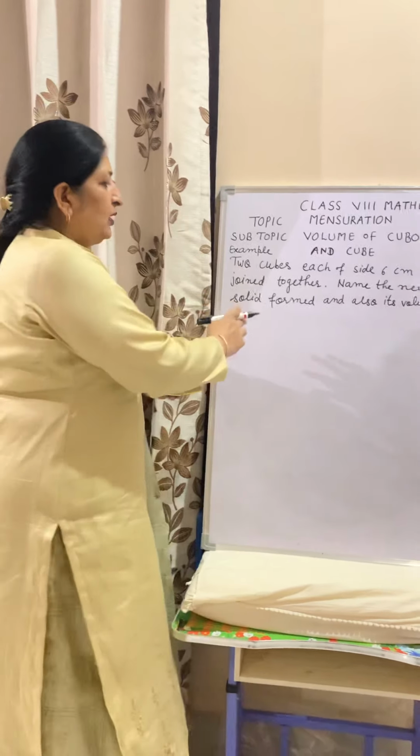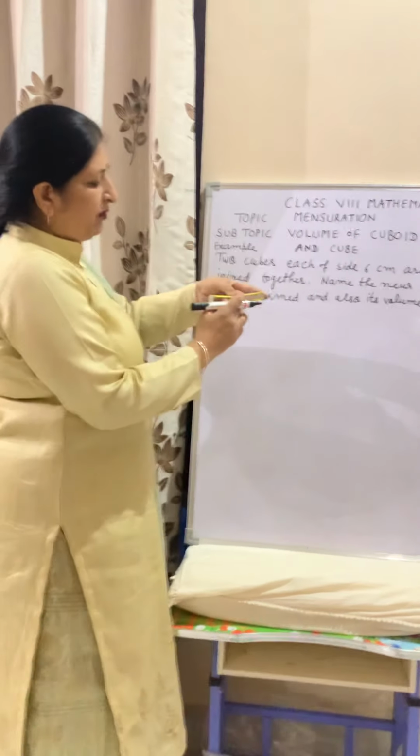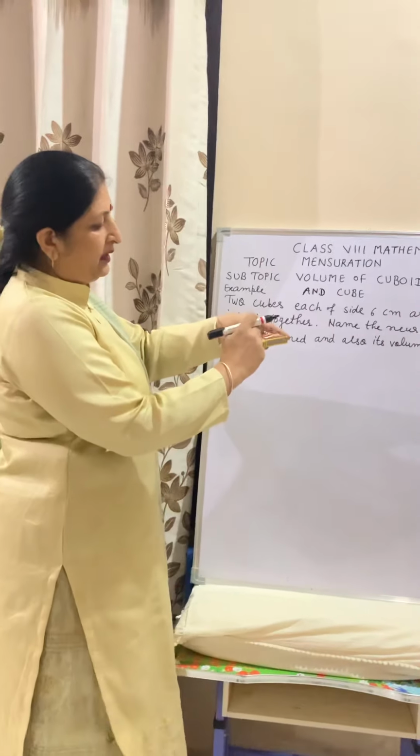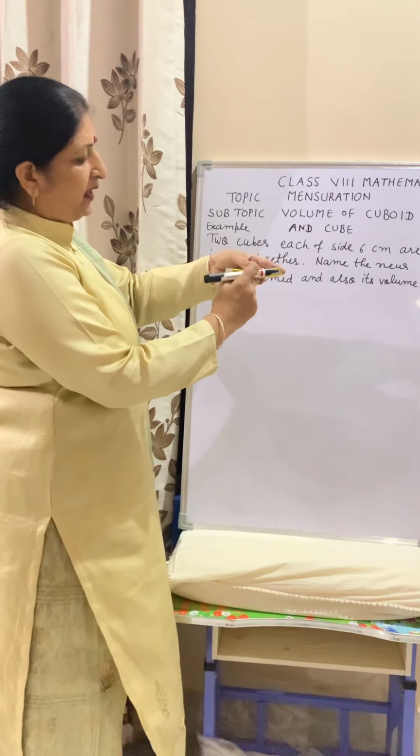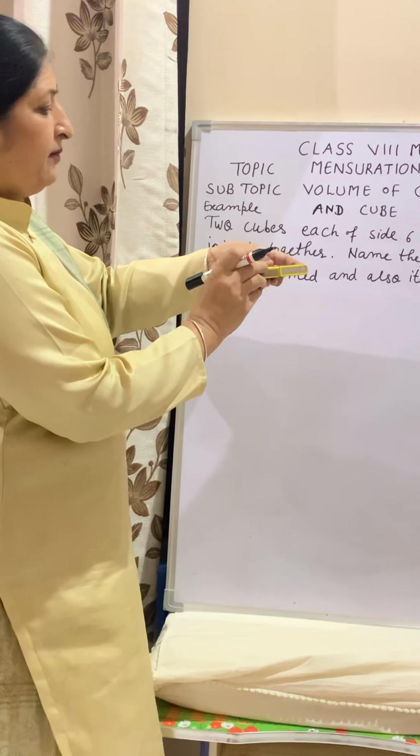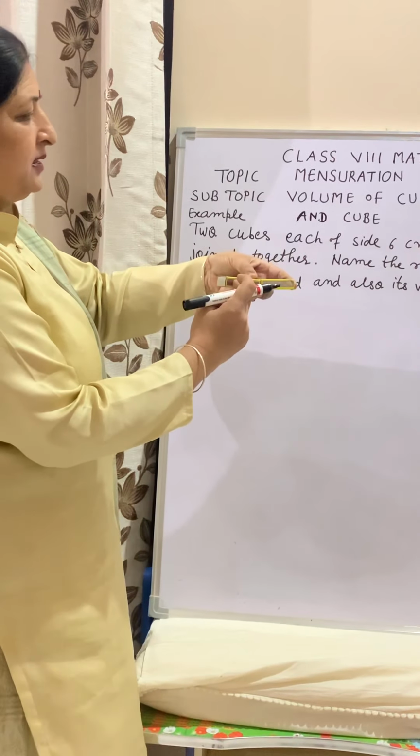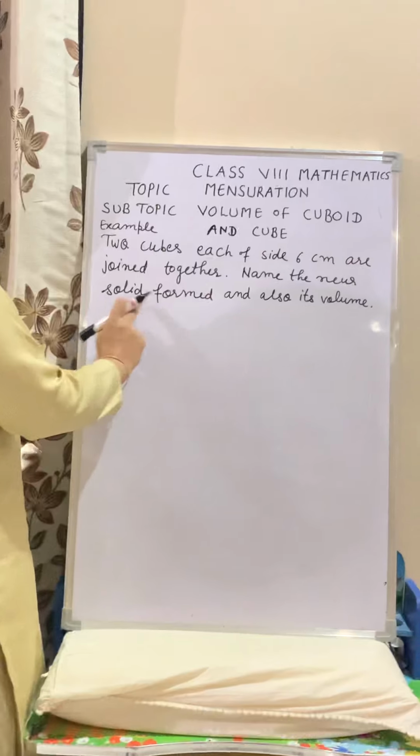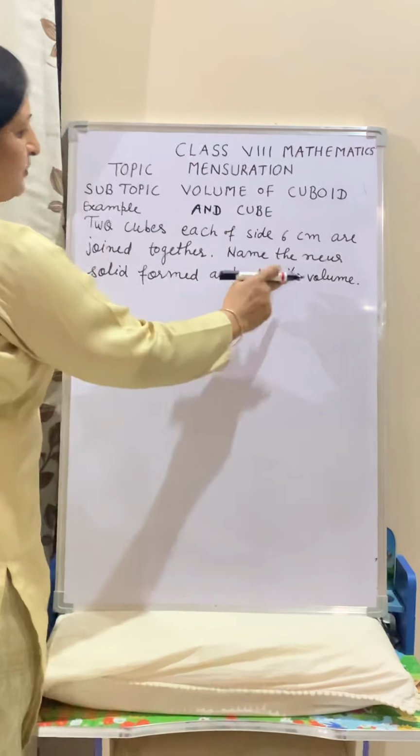Name the new solid formed. What is the name of the new solid now? This is a cube, this is also a cube. When they join together, the new solid formed is called a cuboid. Name the new solid formed and also its volume.